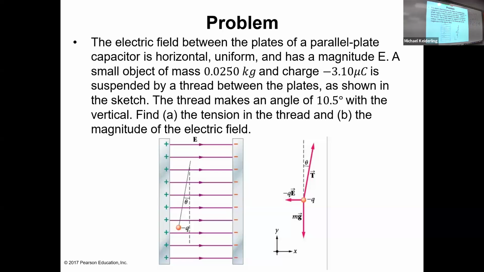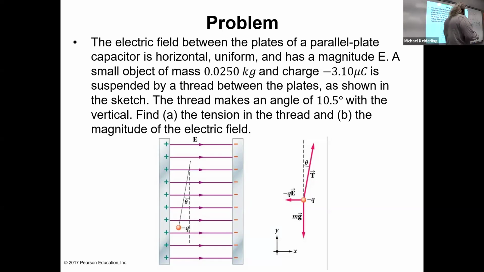So here we have a parallel plate capacitor. The electric field between a parallel plate capacitor is very nice and ideal. It's horizontal, uniform, and constant of magnitude E. And a small object of mass 0.025 kilograms and charge negative 3.1 microcoulombs is suspended on a thread between the plates, as shown in this sketch. And the thread makes an angle of 10.5 degrees with the vertical. So what is the tension in the thread and the magnitude of the electric field?